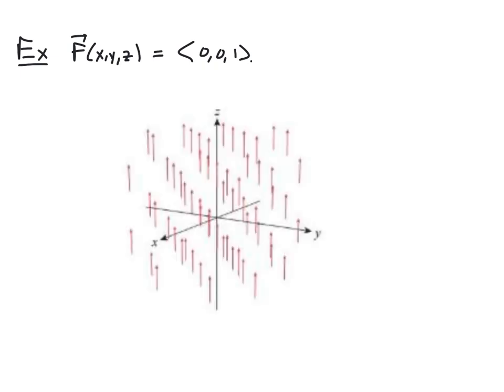And so it should look something like this. Here we just picked a lot of arbitrary points in 3-space, but at each point the vector is pointing directly upward and is 1 unit long.